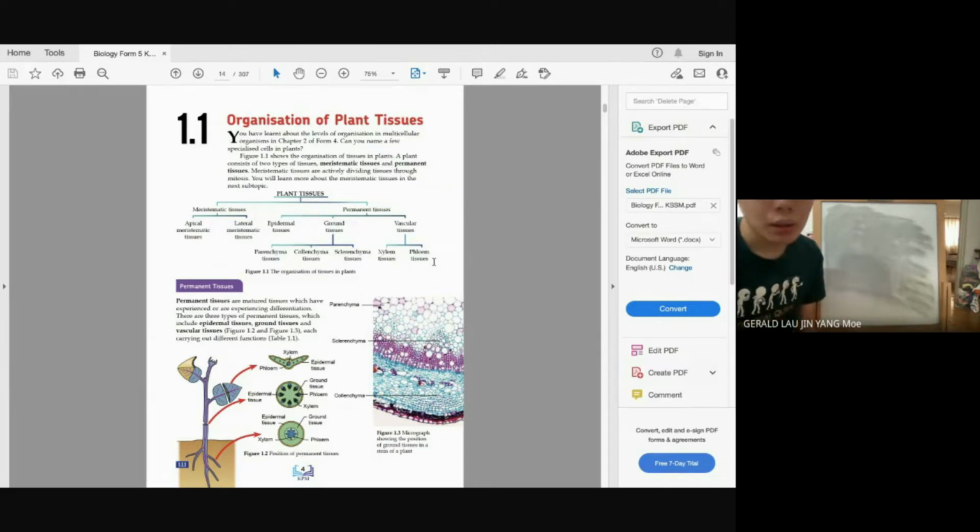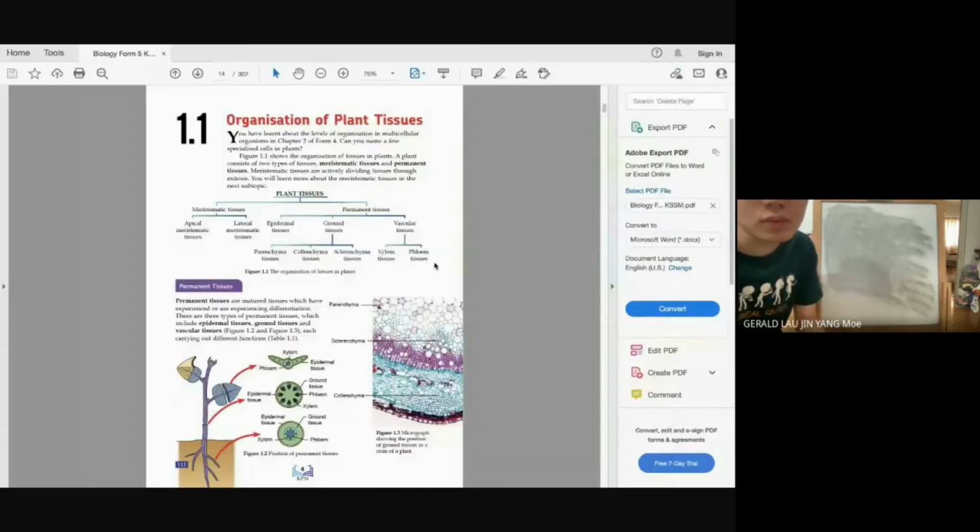Okay, so permanent tissue are matured tissue. They have experienced differentiation. Now, this differentiation is not the math dy/dx. This differentiation means that a new cell, once it's already developed, will undergo this process called differentiation, so it becomes a specialized cell. That means it becomes a specific cell. For example, this cell will become maybe an epidermal cell. This cell becomes a guard cell. This cell evolves to become a palisade mesophyll cell, for example. So this is what we call differentiation.